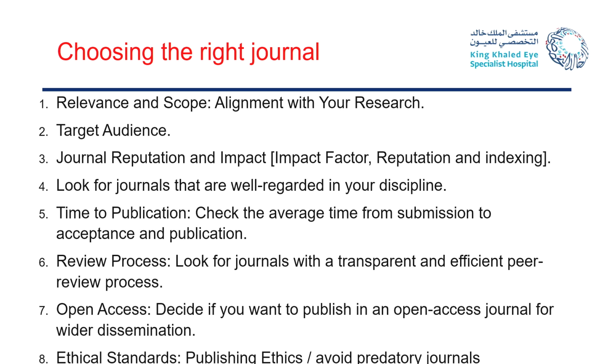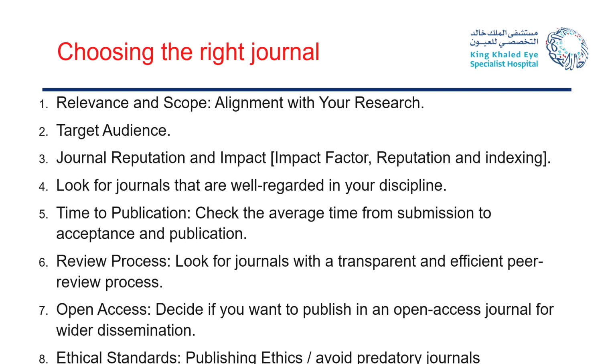Journal reputation and impact, this is important for most of us. When we used to work at the university, for example, they used to put certain standards where the journal had to be indexed in the ISI. Whereas maybe at KCASH, this is not a crucial thing, but the journal has to be indexed somewhere, in PubMed, Scopus, Google Scholar, and so on. Look for journals which are well regarded in your own discipline, okay?